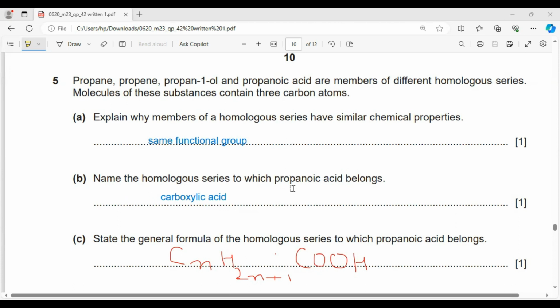Name the homologous series to which propanoic acid belongs. So propanoic acid belongs to carboxylic acids. We understand this from its naming point of view. You can see the ending of propanoic acid is oic acid. Carboxylic acids are named with the ending oic acid.